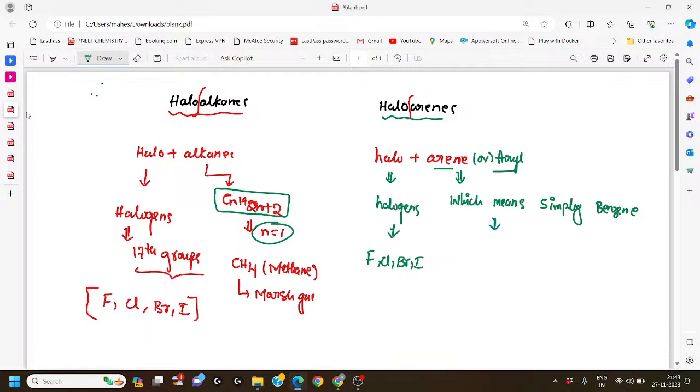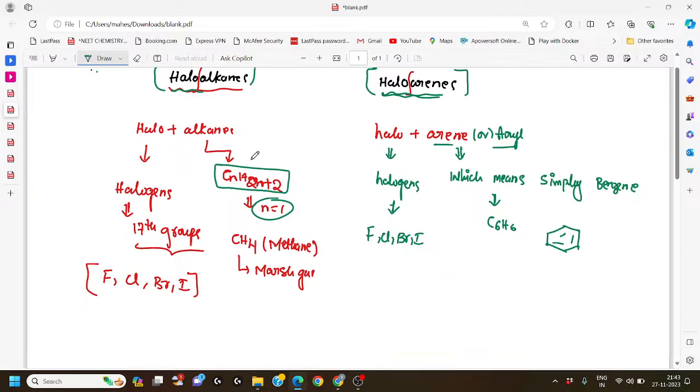So we know the molecular formula of benzene is C6H6. Here is the structure of benzene. I hope what haloalkanes mean and what haloarenes mean is clear to you individually. Now let us try to understand, in a combined form, haloalkanes and haloarenes and how they are formed from hydrocarbons.